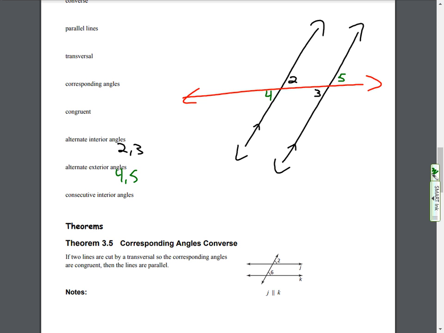Okay. And then we'll say 1 and 3 are consecutive interior. Right, they're both on the bottom of that transversal, and they're both on the inside of their respective lines.